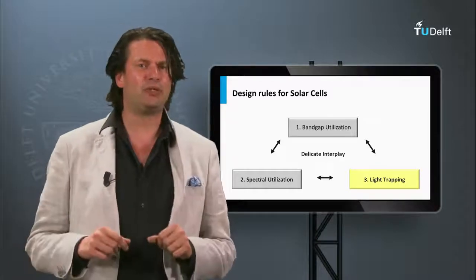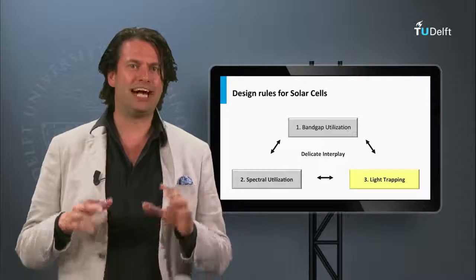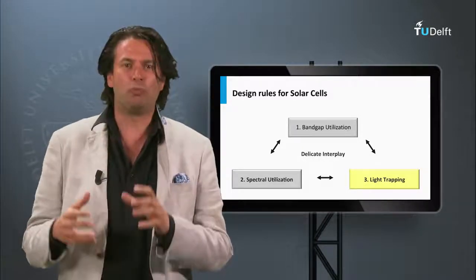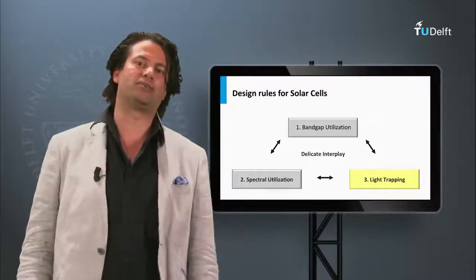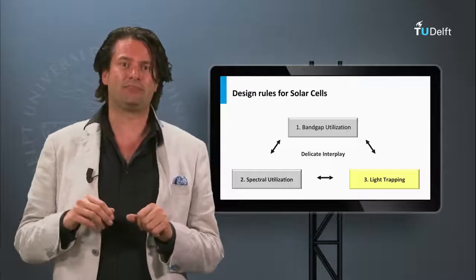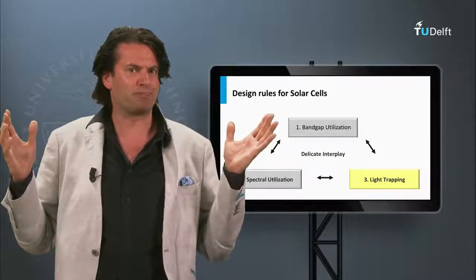The last engineering tool is light trapping. In the ideal solar cell, we want all light that is incident on the solar cell to be absorbed in the absorber layer. However, nature has not made our life that easy. Let's start with absorption. How does absorption work?